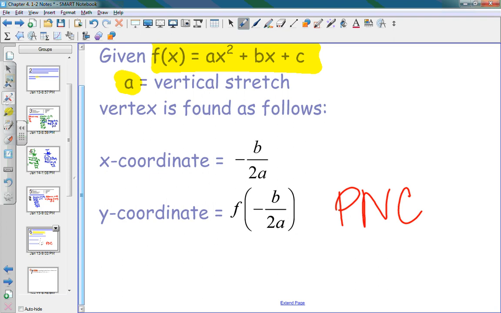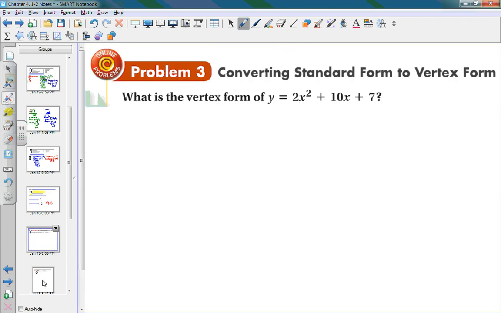An example, shall we? I give you y is equal to 2x squared plus 10x plus 7. What do I have to find to be able to use these formulas? The x-coordinate, but the x-coordinate has a, b, and c in it, right? So I need to find out what a, b, and c are. A is what value? It's the vertical stretch, but what is it in this formula? It's 2. What is b? 10. And what is c? 7. A is the coefficient of the x squared. B is the coefficient of the x term. And c is your constant term. Okay?